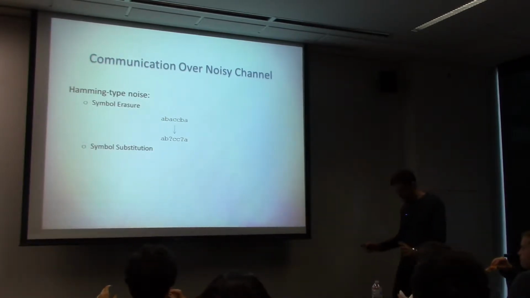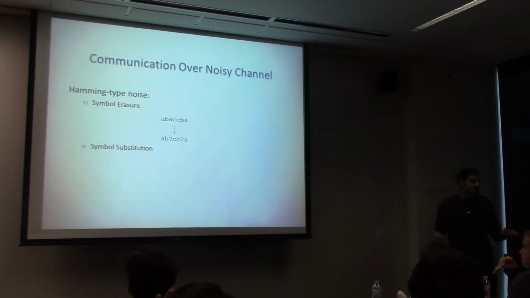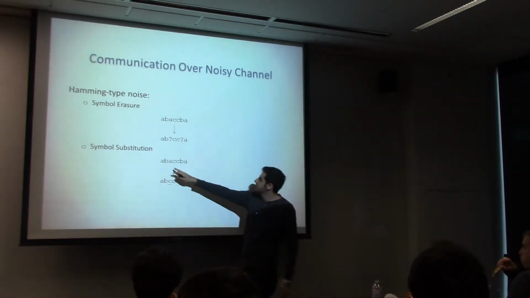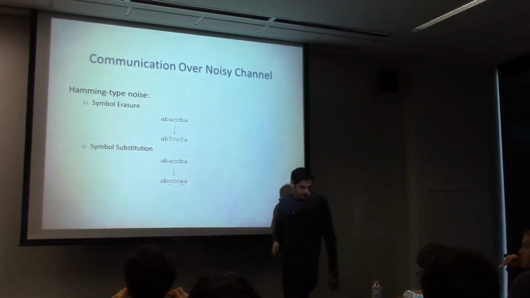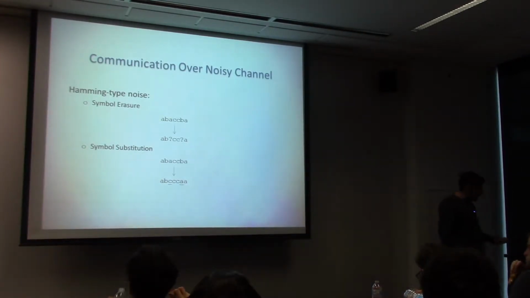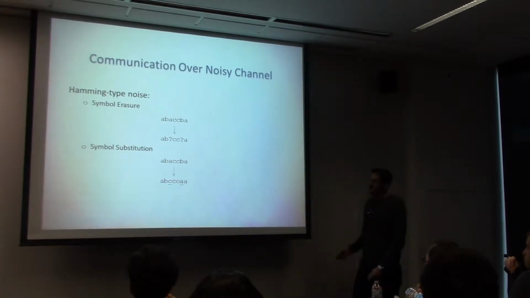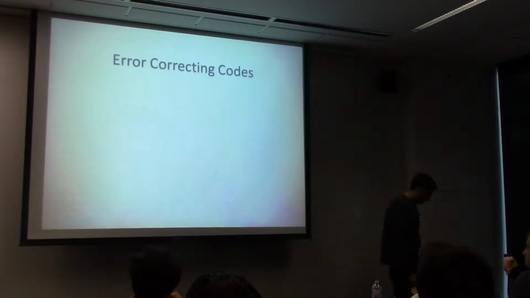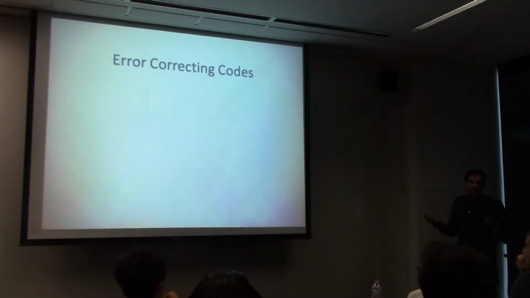I was talking about symbol substitutions. That is the adversary taking some of the symbols and turning them into another symbol. That would be something like this. We pick this A, turn it into a C. He may pick this B and turn it into an A. And now, the goal in this problem is to try to have a reliable communication, even though you know that there is some adversary which can possibly alter some of these messages. And error-correcting codes are basically the natural solution to a problem of this sort.